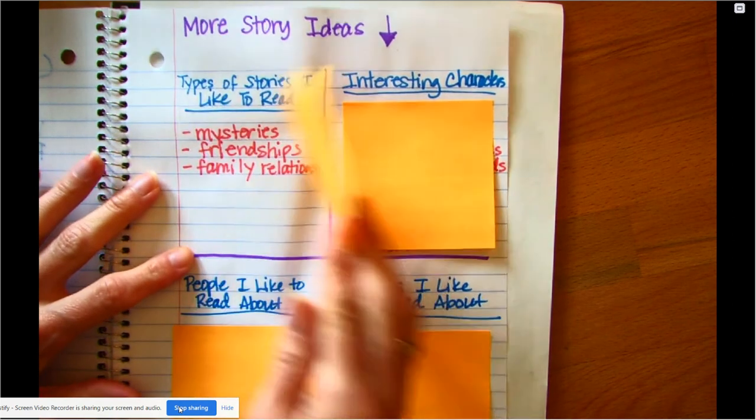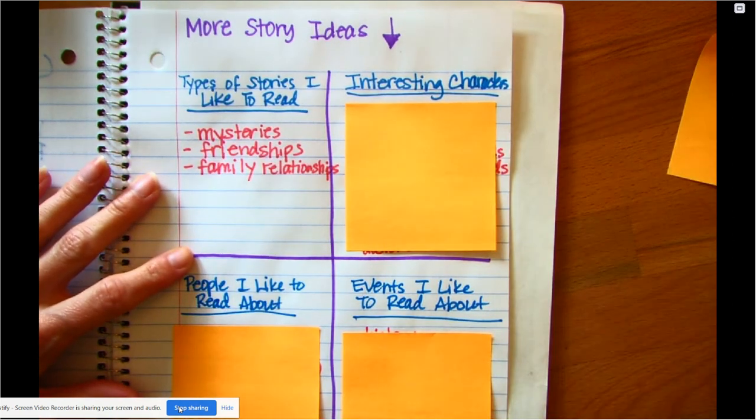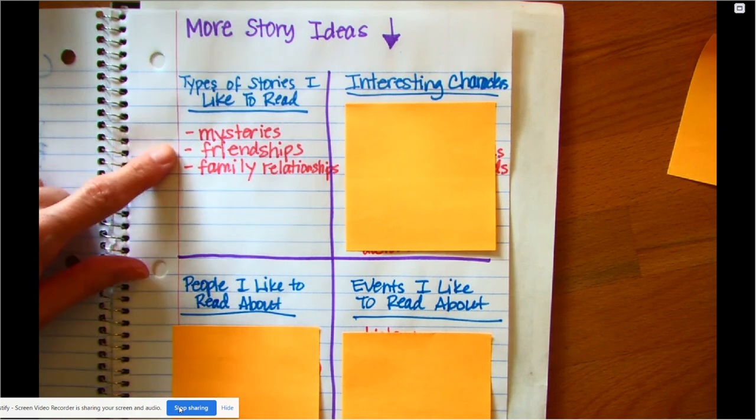The kinds of stories that I like to read personally, I love to read mysteries. I like to read books about friendships. It might be friendships with kids in stories. Like in our class, we just read the story called No Talking, and that was about friendships between boys and girls and can they really be friends? And that was a great story.